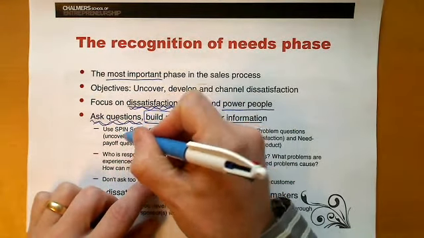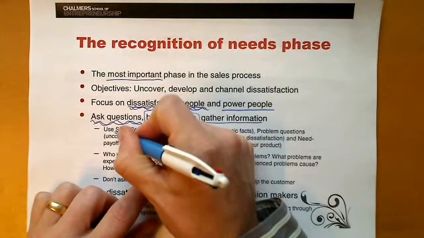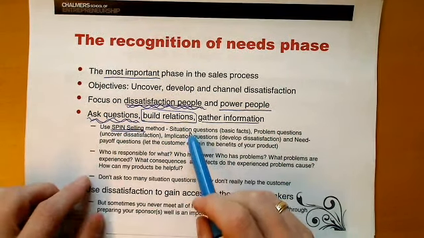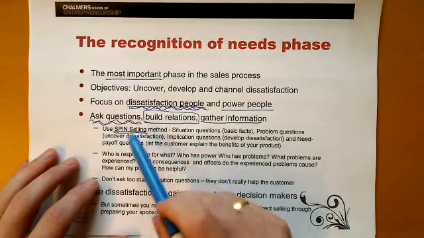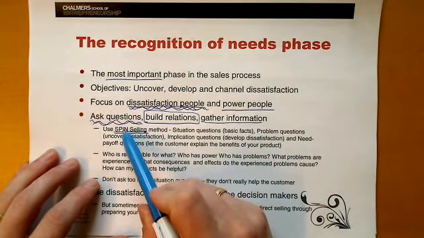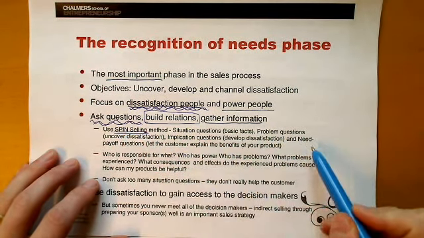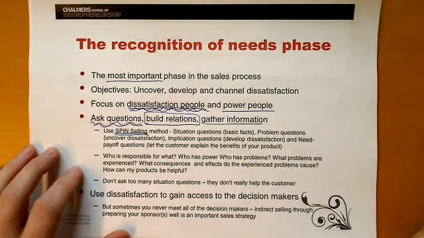And Neil Rackham has proposed a method for doing this, and he calls it SPIN selling. The S stands for situation questions, the P stands for problem questions, the I stands for implication questions, and the N stands for need-payoff questions. We will look a little bit more in detail on this soon.